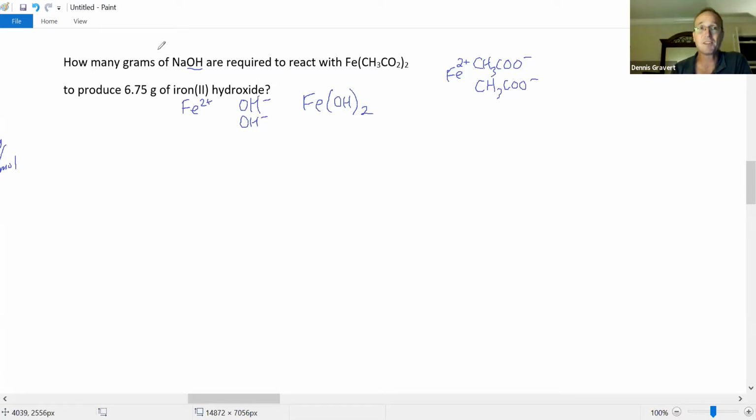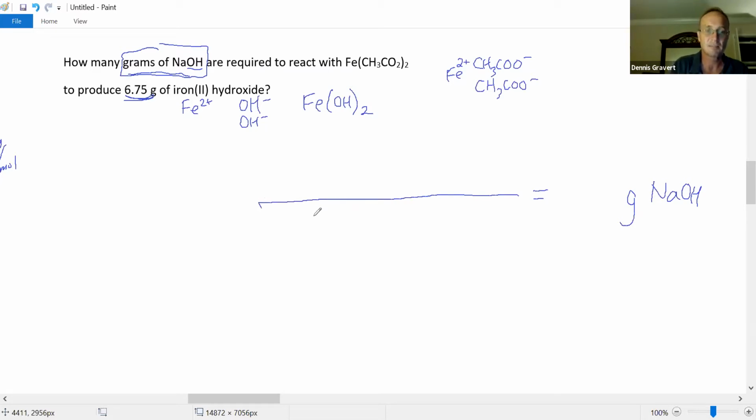In the lab, you need to measure out so many grams of this so you can produce this many grams of iron(II) hydroxide. How do we do this? Dimensional analysis. So what do we want? Grams of NaOH. Put that over here. Grams of NaOH equals, and then a big line.